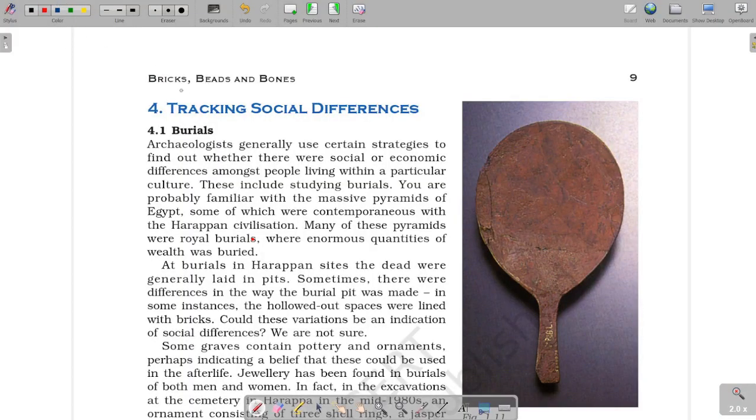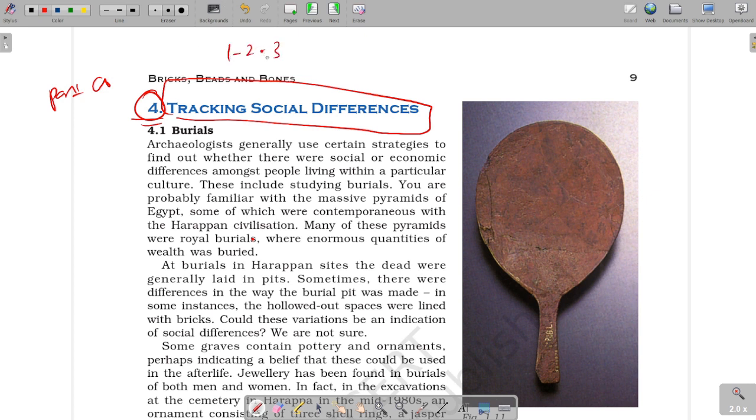Guys, welcome back. This is part 2 of theme 1 NCERT, from the 4th point, tracking social differences. The first three points were discussed in the previous video, the link for which will be provided in the description, and you can also click on the thumbnail. Now let's get started with subsection 4, tracking social differences.